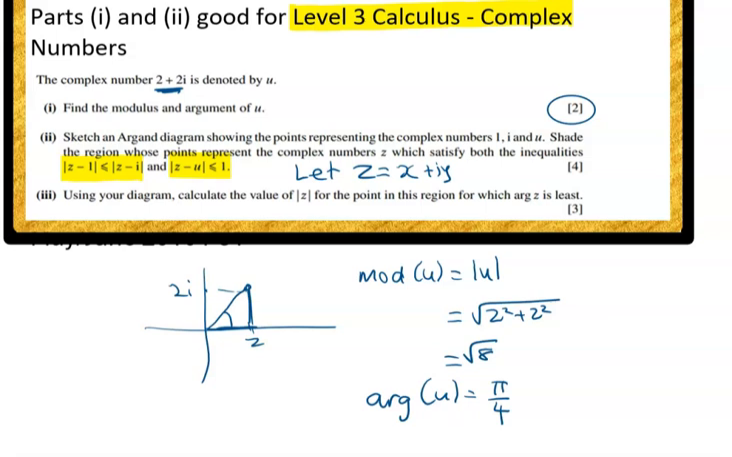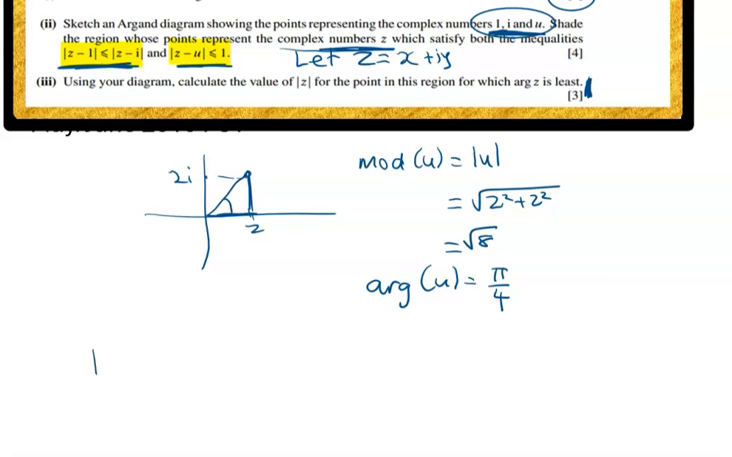We have to sketch an Argand diagram showing the points representing the complex numbers 1, i, and u. So it's important that we label our axes and do all the basic stuff well, or we're going to just chuck marks away. It's also going to make it harder to solve this part of the problem if we don't have a decent graph. And then we have to shade in the region whose points represent the complex numbers that satisfy both of these inequalities. So let's look at what we've got here. This was done extremely well by the class.